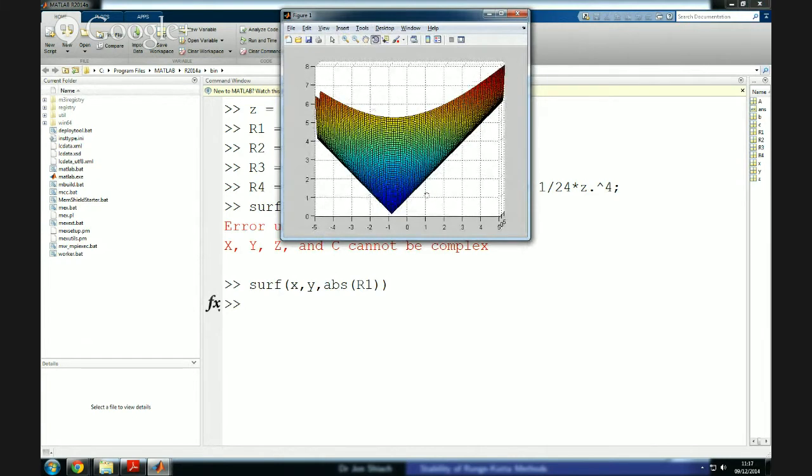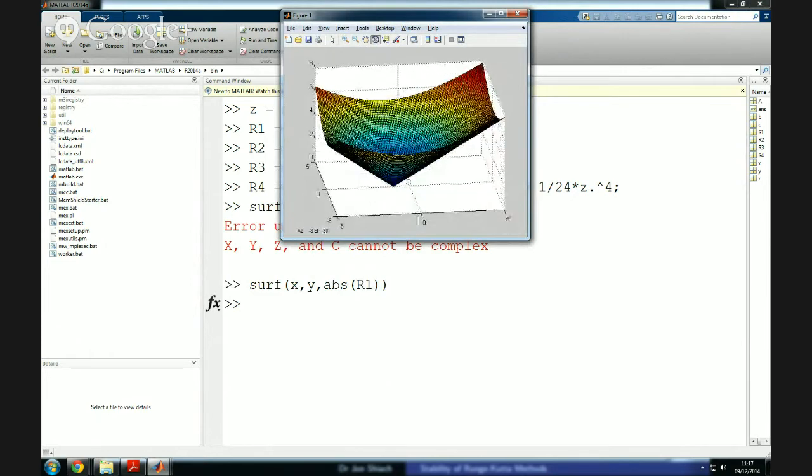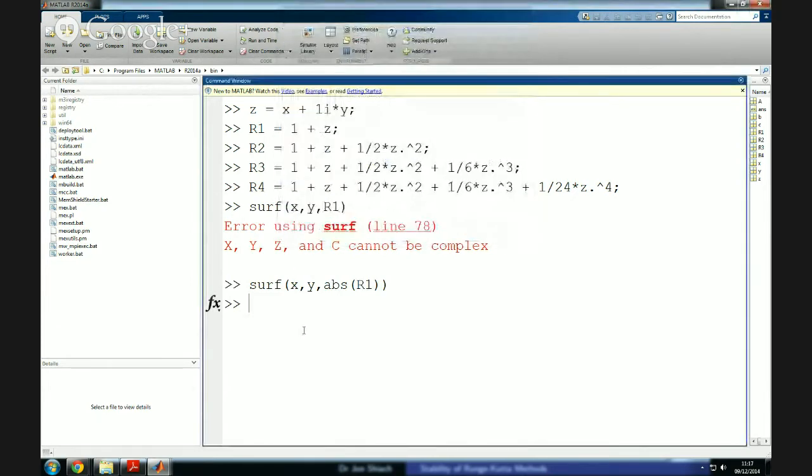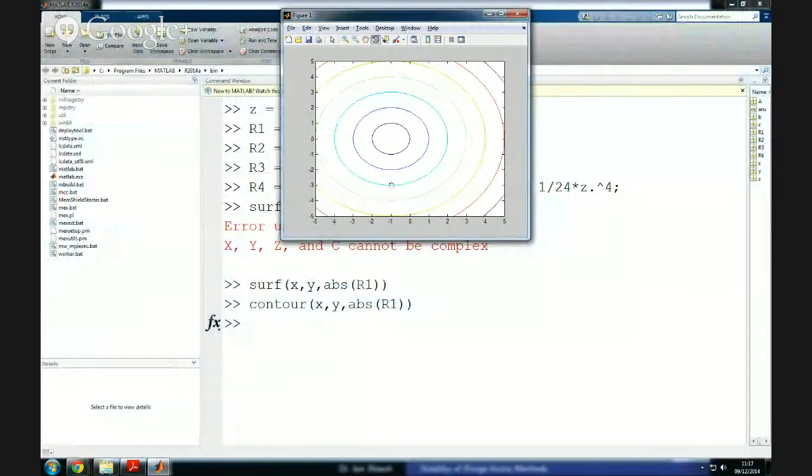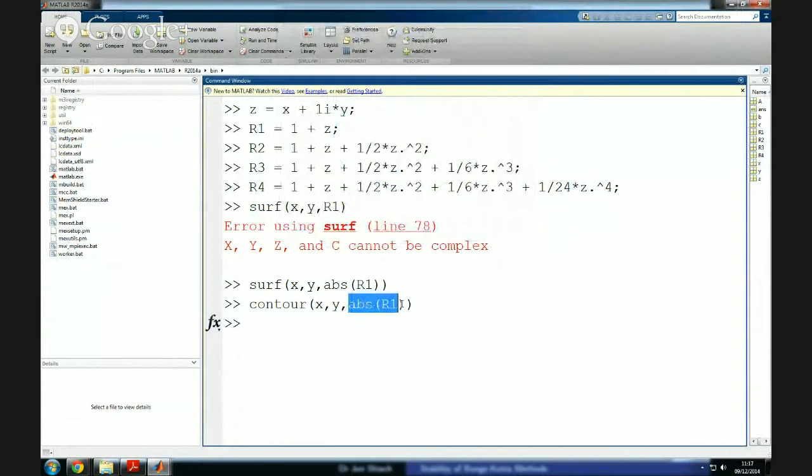So what I'm going to do is take a slice along the modulus of z equals 1. To do that, we use the contour command. So I'm going to do a contour plot of x, y, abs R1. So what do we get here? We get a series of concentric circles. These include all of them. I only want the one which is sliced through where abs R1 is equal to 1.